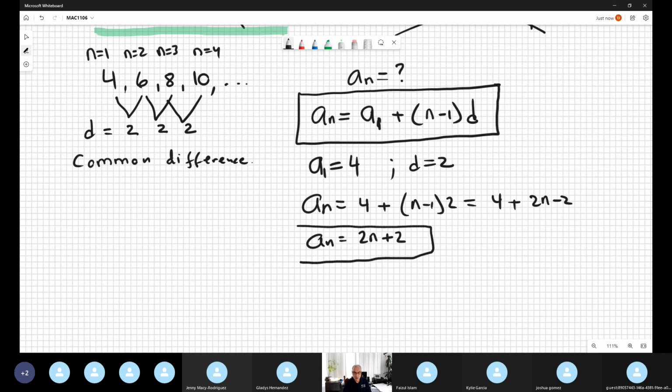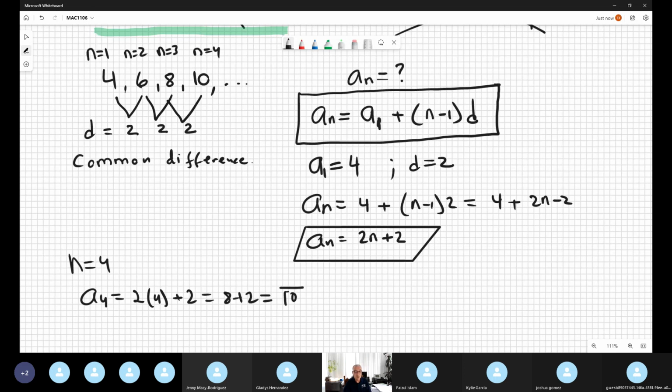Let me verify. Not all of them, but at least one. Suppose n equals 4. Plugging in, a to the 4 term is 2 times 4 plus 2. 2 times 4 is 8. 8 plus 2 is 10. Wow, exactly. You have here, right? n equals 4 is 10. Do you see that? Straightforward, eh?